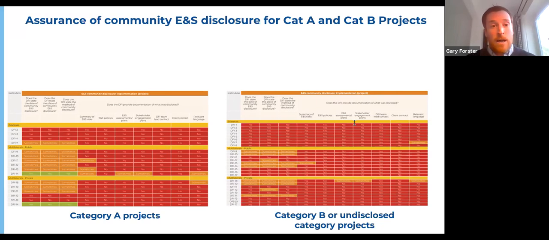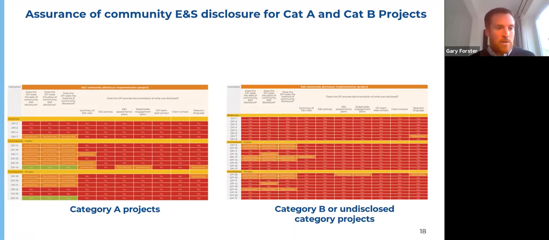So for this part of the work, we included questions such as, does the DFI state the date of community ENS disclosure? Does the DFI state the place of community ENS disclosure, and the method as well? And while we found little evidence of assurance of community ENS disclosure, we did note some instances whereby DFIs were able to state the place and date of community disclosure, as signified by those oranges and a couple of those green boxes on the charts there.